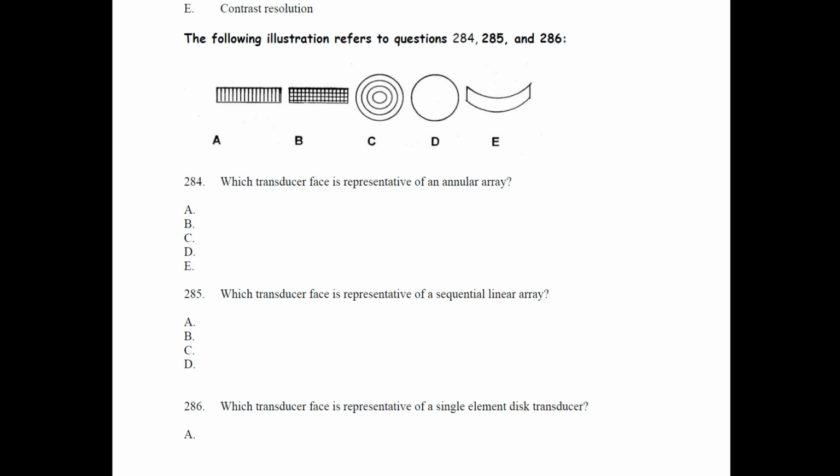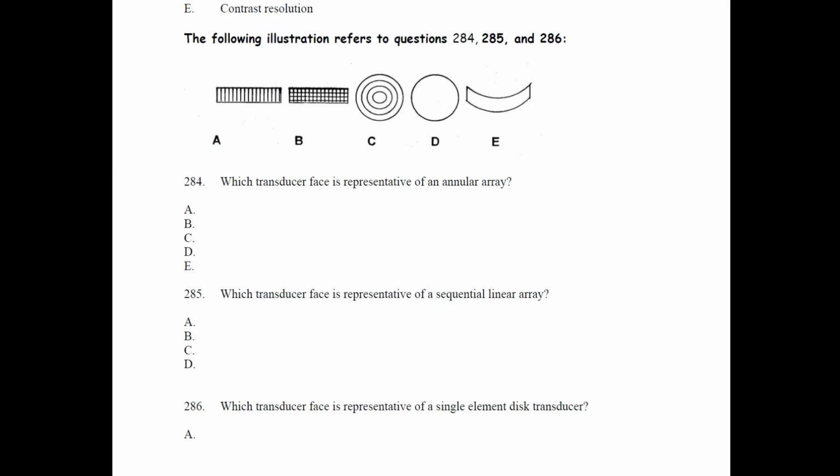Let's move on and look at the next question. If you look at question 285, yes, it asks about the shape of the probe that represents the linear array method where elements are arranged sequentially. Among the choices, you should select option A as the correct answer. This method refers to the way each line is arranged sequentially like this. Just take note of the general shape for reference.